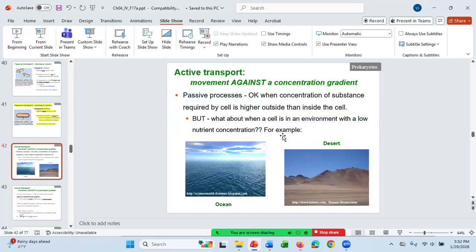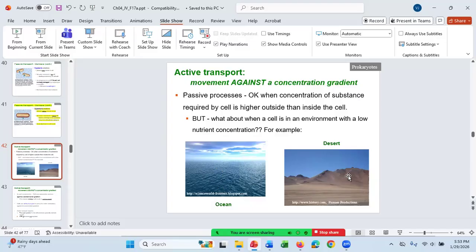All right. Active transport is the movement of material against its concentration gradient. A passive process is okay when the concentration of a substance required by the cell is higher outside the cell than inside the cell. But what about a cell in an environment like the open ocean or the desert, like the Sahara Desert? The concentration of the molecules outside the cell will be much lower than the concentration inside the cell. And remember, the open ocean is a desert on the planet Earth, similar to this type of a desert.